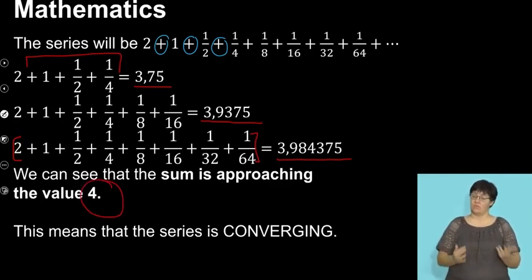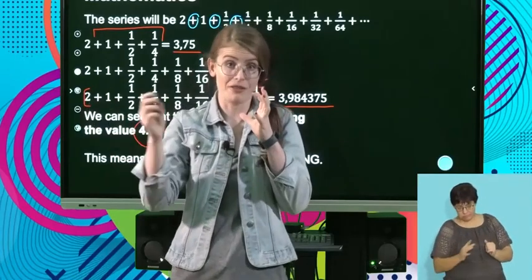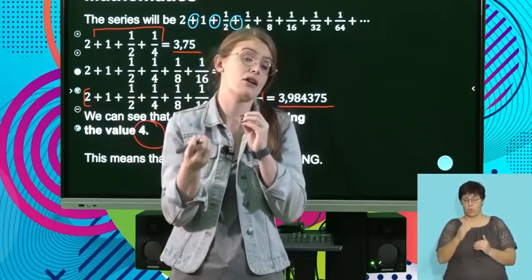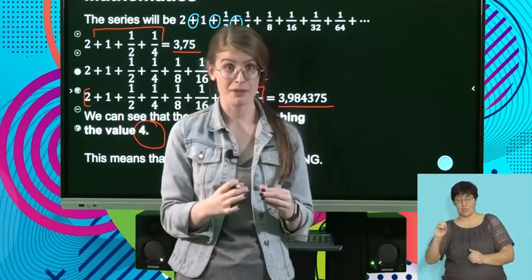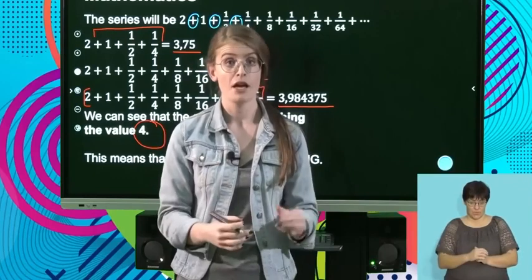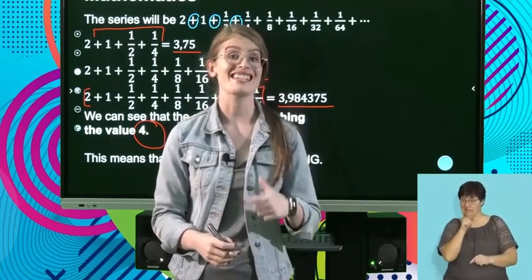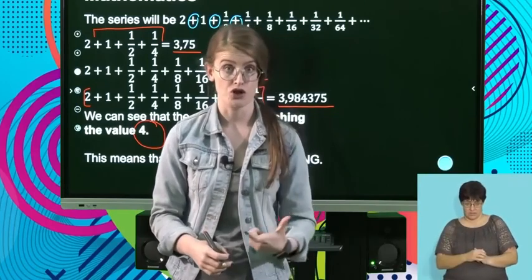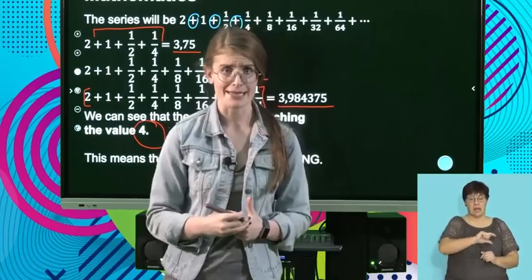So everyone, as the terms themselves went on and on and on, the terms became closer and closer to 0. But the sum of these terms continues to become closer and closer to 4. Because these two properties have been met, we can say that the series is converging. Let's look at what a diverging series is.